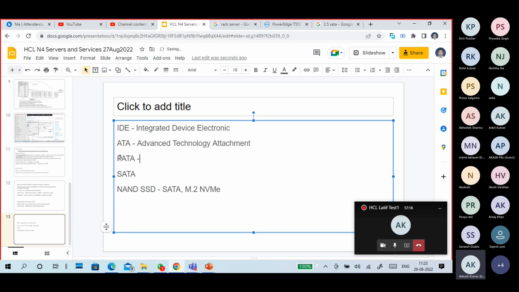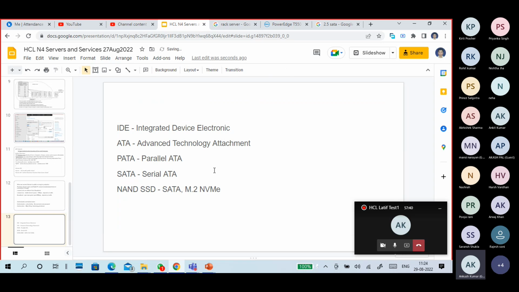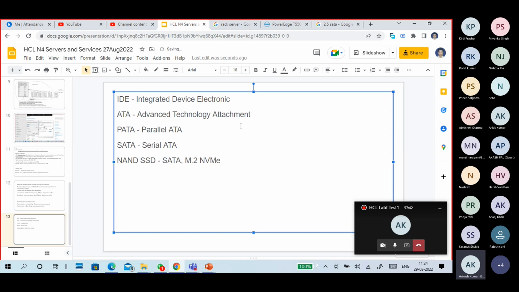It will also cover so many things. Parallel ATA, it's very simple: Parallel Advanced Technology Attachment. Serial ATA: Serial Advanced Technology Attachment. Okay, because we are on the names, I also want to give the little names.